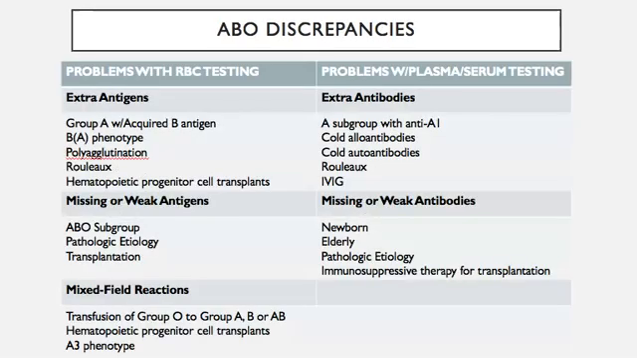Okay, and here is a good chart that breaks down what you're seeing in either the forward, which is your red cell testing, or your reverse, which is your plasma or serum testing. So which are you seeing the reactivity in, the forward or the reverse? And then what is it that you're seeing that is discrepant in that forward or reverse testing? And then, if you're seeing extra antigens, this list here could be possible reasons why, and so on.